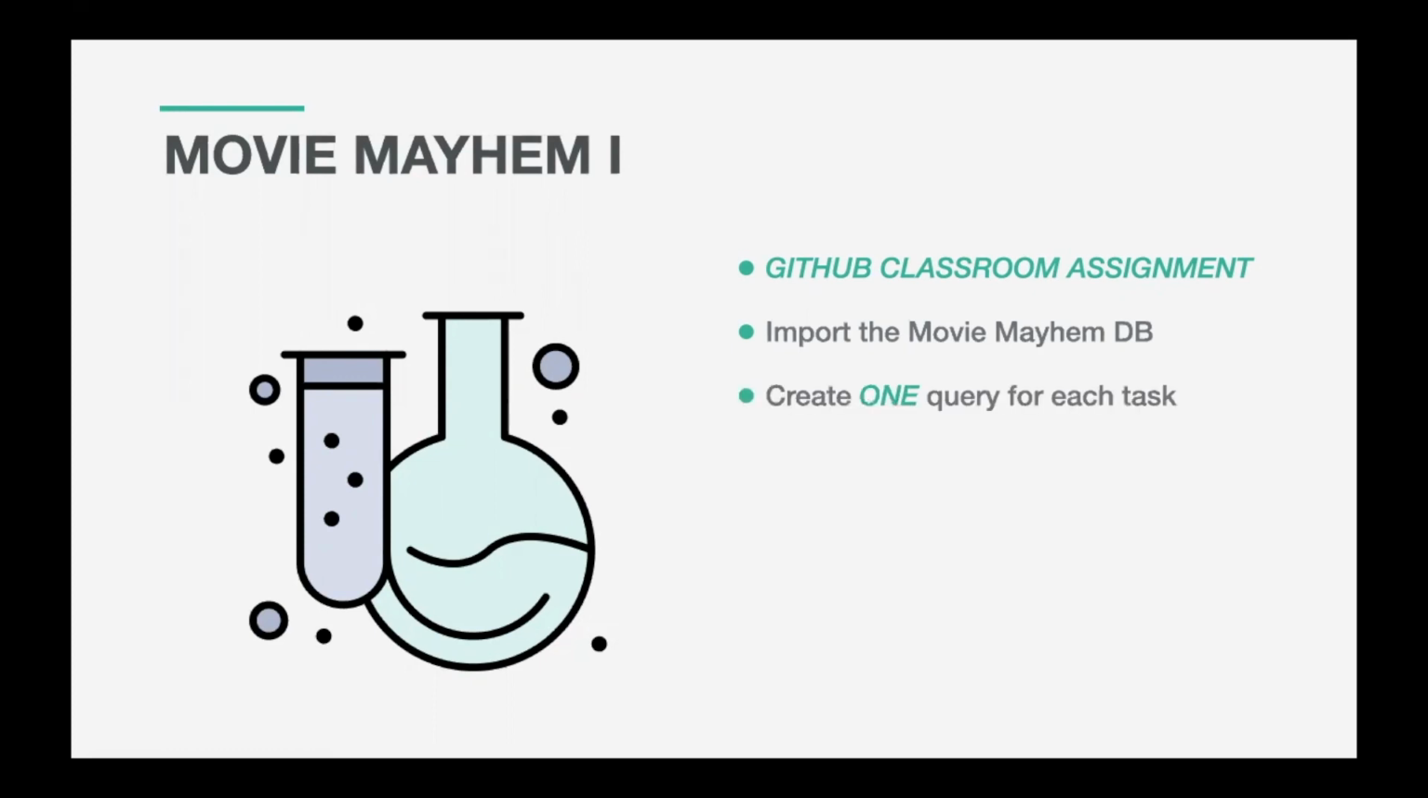Let's go ahead and take a look at the assignments for this week. So the first one is the Movie Mayhem 1 assignment. This is a GitHub Classroom assignment, so you will need to accept the assignment on GitHub Classroom and clone the repository. You'll want to import the Movie Mayhem database. Now that was the database I was just demonstrating to you, as well as all the slides that you saw here today was from the Movie Mayhem database.